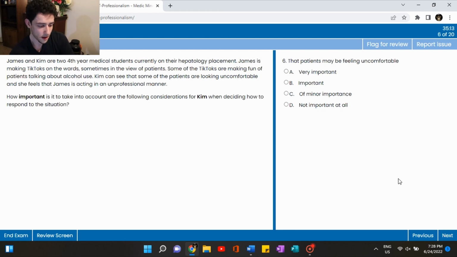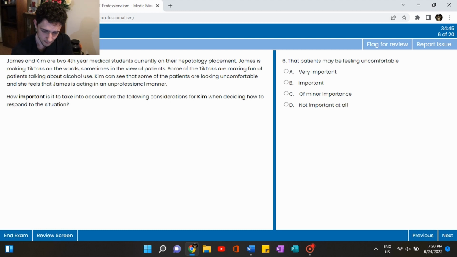Okay, next one. James and Kim are two fourth-year medical students currently on their hepatology placement. James is making TikToks on the ward, sometimes in the view of patients. Some of the TikToks are making fun of patients talking about alcohol use. Kim can see that some of the patients are looking uncomfortable, and she feels that James is acting in an unprofessional manner. So how important are the following considerations?